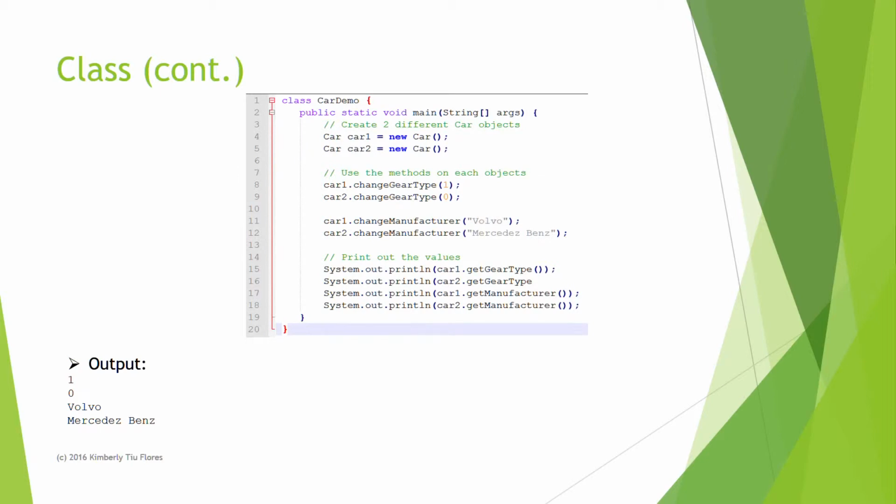Here is an application that will demonstrate the relationship between an object and the class. The small caps car is an instance of the class Car. Car1 and car2 are the objects. We have created an object for the class Car. The demo program prints out the fields of the 2 car objects.